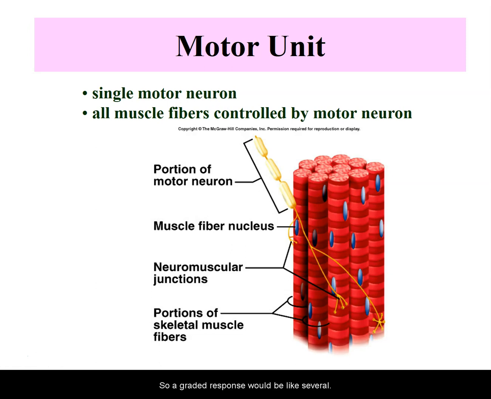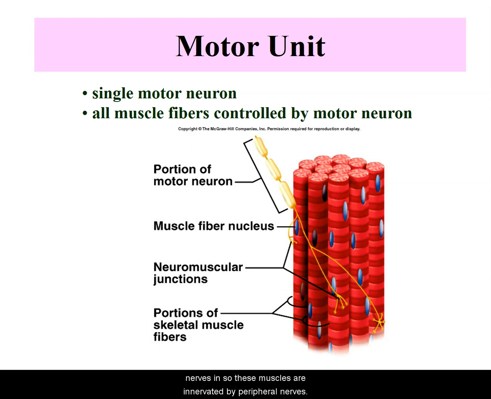Okay, so a graded response would be like several of these motor units activated and beginning the contraction when other motor units do not. That would be a graded response. The motor nerve is a bundle of axons from the peripheral nervous system. Now the axons and neurons that are within the brain and spinal cord are called the central nervous system. All those nerves that come off of the brain and the spinal cord are called the peripheral nervous system or peripheral nerves.